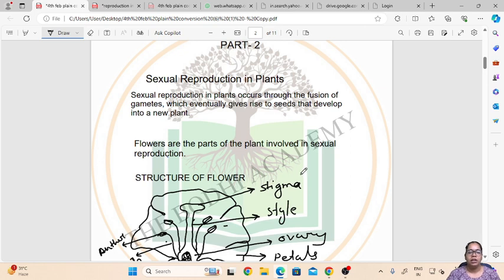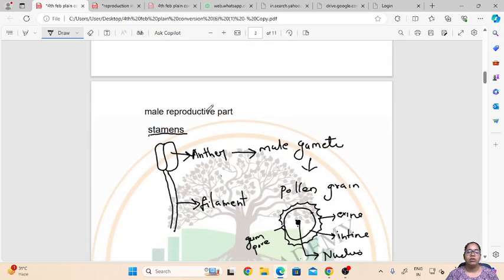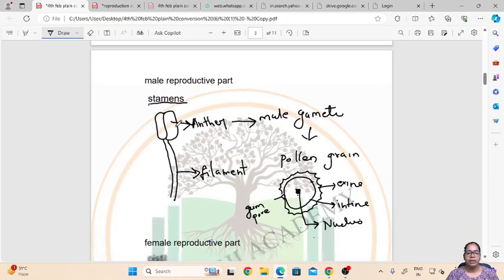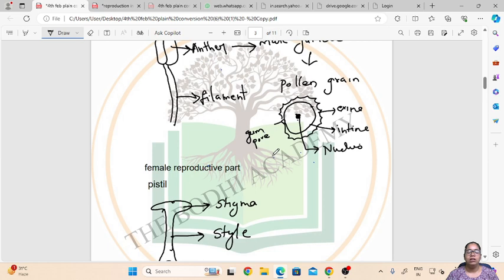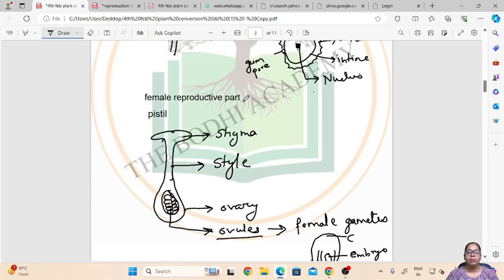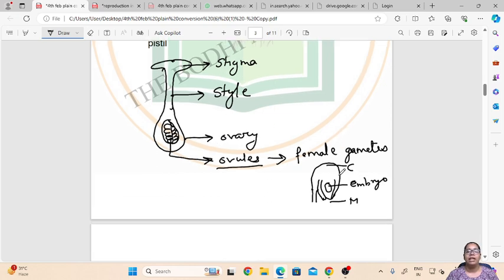So this is how sexual reproduction takes place in the plant. That is, the flower is called the reproductive part of the plant, which consists of the male reproductive part, the stamens, which is made up of anther and the filament. Anther consists of the male gamete pollen. Then there is the female reproductive part called the pistil, which consists of stigma, style and ovary. Ovary consists of ovules, which is the female gamete.